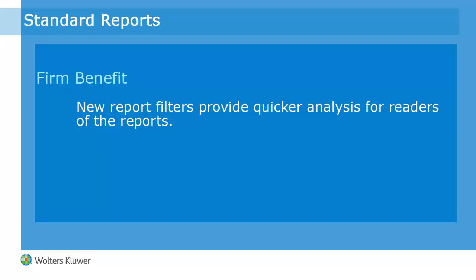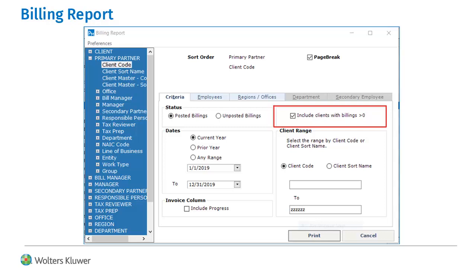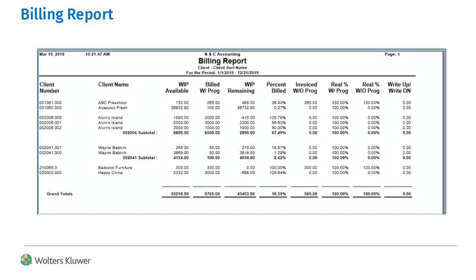Filters provide quicker analysis for readers of the reports. An additional checkbox gives users the option of filtering for only clients that are being billed. If the checkbox is not checked, then clients display if they are being billed or if they have ending WIP. This page from the report now includes only clients that have billings.